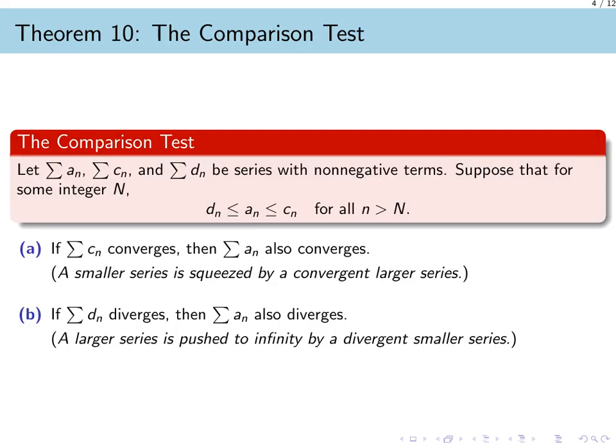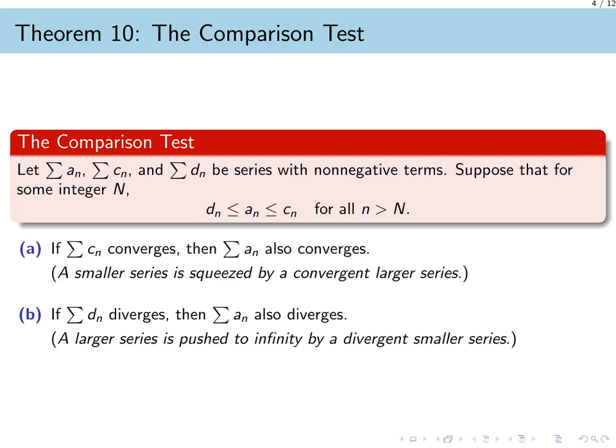The comparison test is a powerful and intuitive tool that lets us determine if a series converges by comparing it to another series whose behavior we already know. The test requires that all the series terms are non-negative. The test has two main parts. First, for convergence, let us say we have a series we are testing, the sum of a sub n.